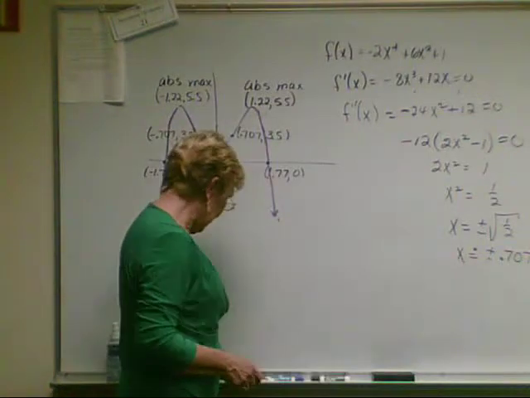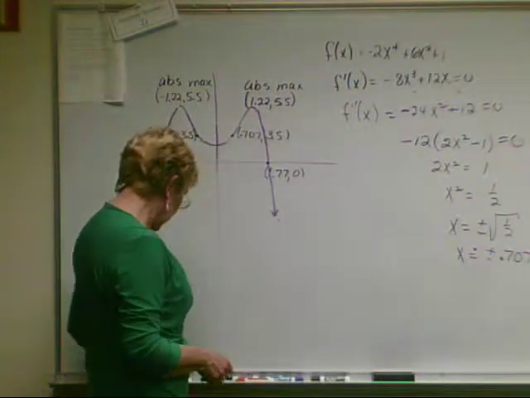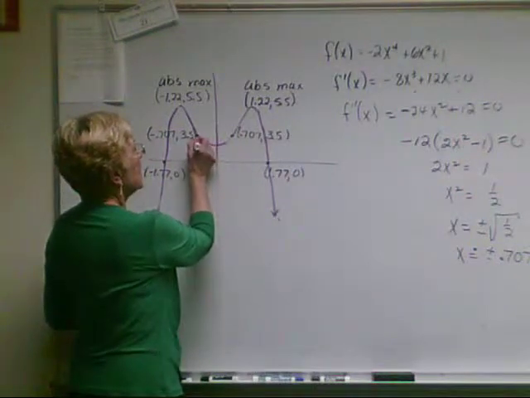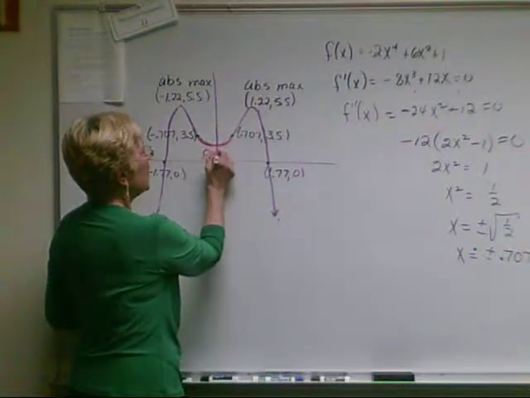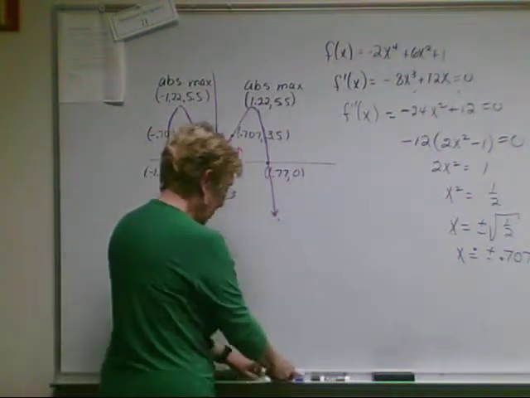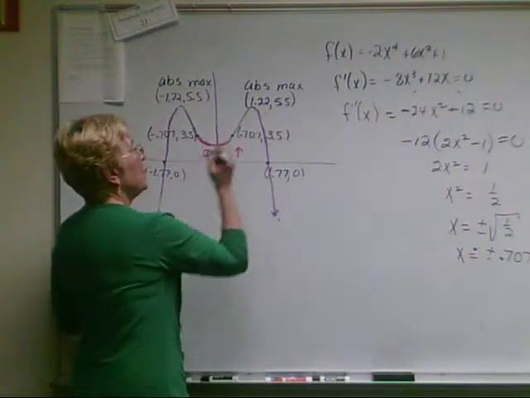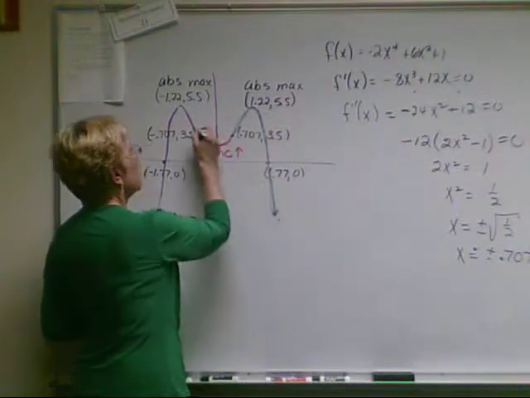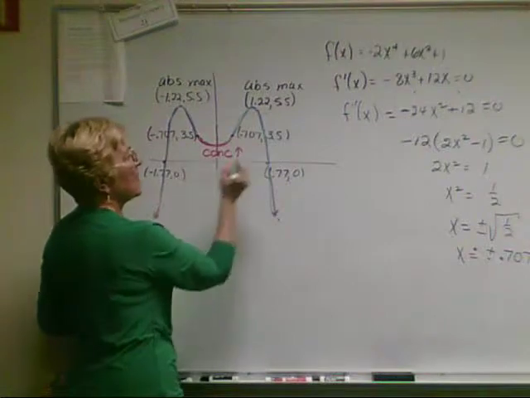So I'm going to label, let's see, what color can we use? How about red? That my function is concave up here, and I'll use green for concave down here on both sides.